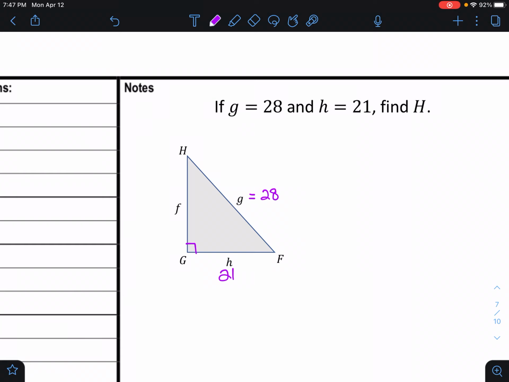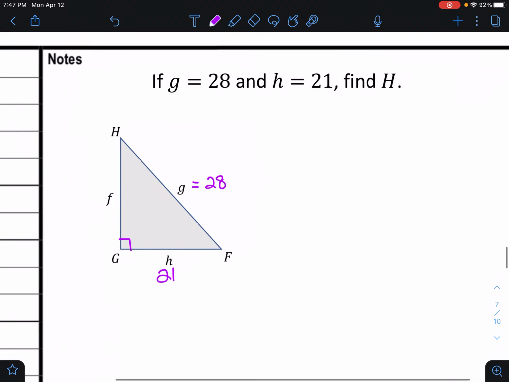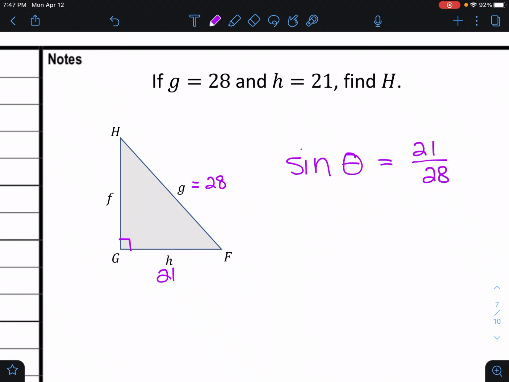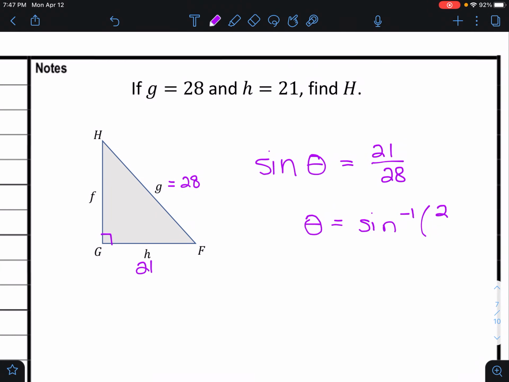So I would say sine. I would set this up and write sine of theta is equal to opposite 21 over hypotenuse 28. Now I'm going to take the inverse sine of both sides. You don't have to write that out, but if I do, the sine on the left will cancel, and I'll have inverse sine of 21 over 28, and that will tell me what the angle is. I should write h here instead of theta, and that'll tell me what h is.